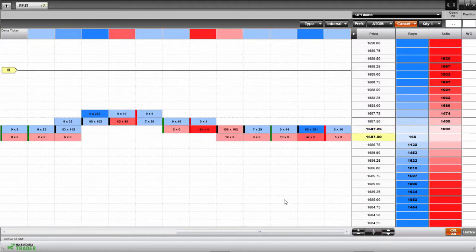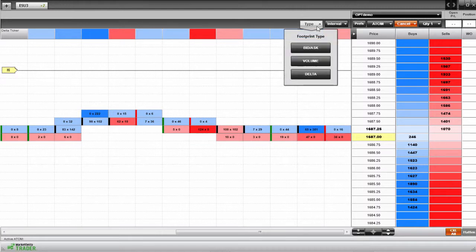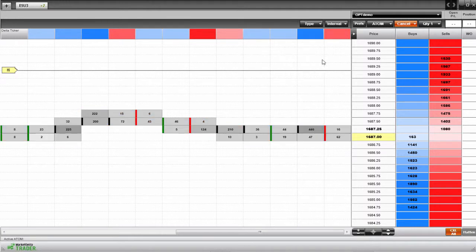Now Market Delta Trader by default for these footprint charts will actually use the values here, and we can access these values, the footprint type, as the bid and ask. So we're seeing the bid and ask there on each of those boxes for the footprint chart. We also have the option to use just overall volume here, so traded at those price levels. But we can also use the delta volume here.